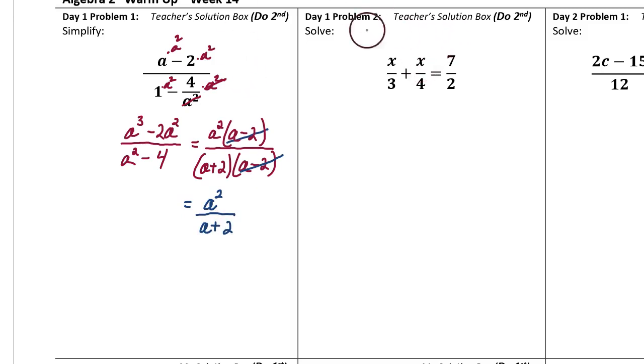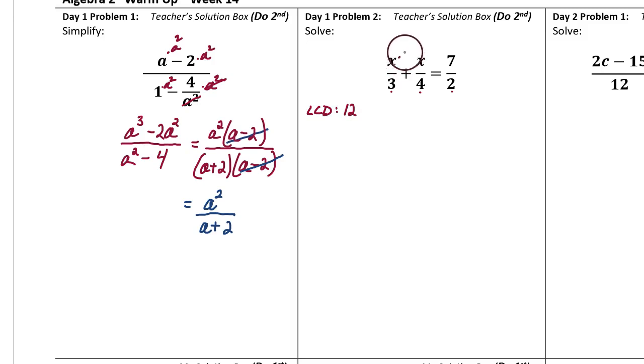Now day one, problem 2, we're asked to solve. This is an equation. Now our equation does have fractions, so the technique is to multiply everything by the LCD. Let's first figure out what the LCD is when the denominators are 3 and a 4 and a 2. The lowest number that 3, 4, and 2 divide into is the number 12.